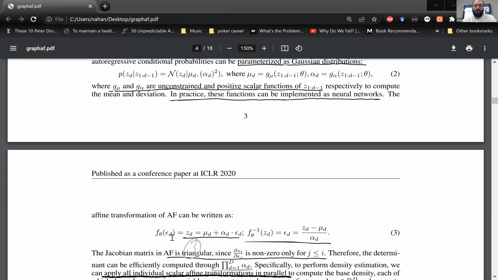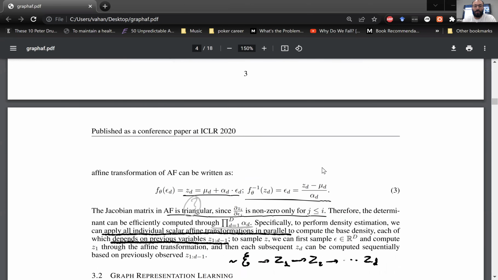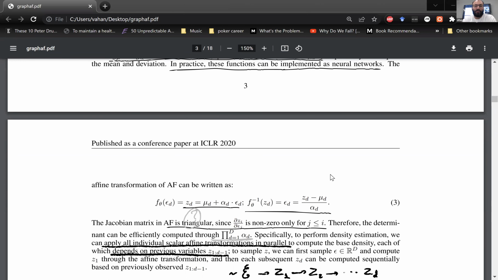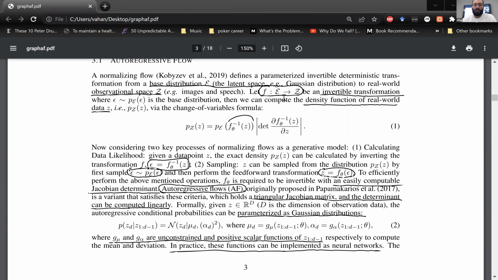Yeah, and then you can do the inverse of this function, basically given the z, find epsilon, right? That's important. Otherwise, we can't efficiently compute the probability distribution, the density function here.